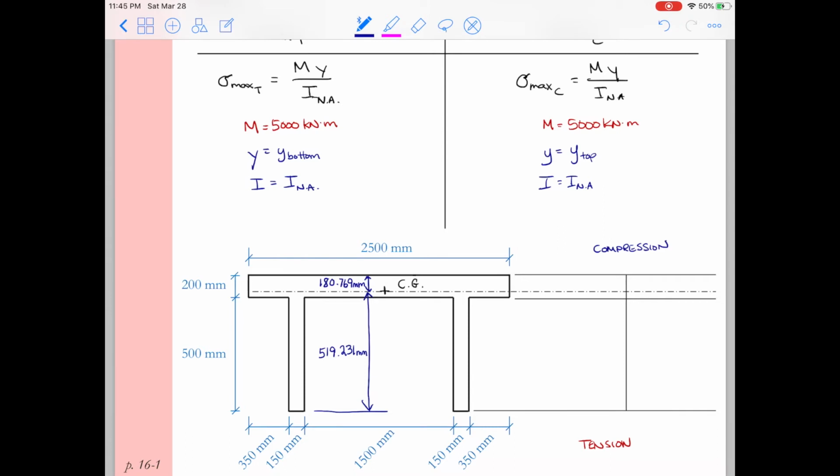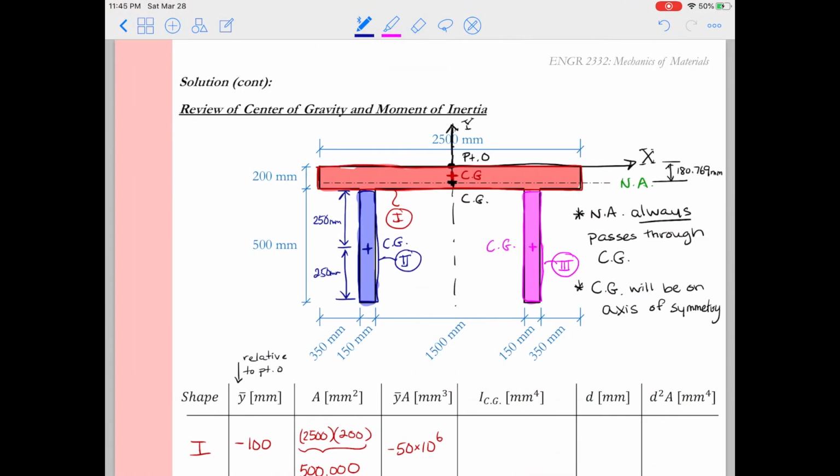Now we know from the neutral axis down to the maximum tension point, that distance is 519.231 millimeters. So that corresponds to y bottom. And conversely, the distance to compression is 180.769 millimeters, or that's our distance y top. To finish that calculation, we need the moment of inertia about the neutral axis.